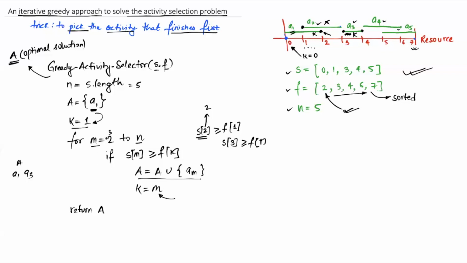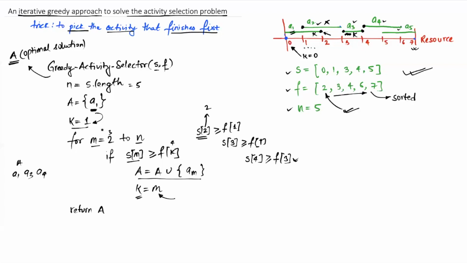Next, we increase M to 4. So we check, is the start time of activity number 4 more than or equal to the finish time of activity K? Now K is already 3, so we are checking, is the start time of activity number 4 greater than or equal to the finish time of activity number 3? This is true. So this means we add A4 to the solution. So A4 becomes a part of the optimal solution. And then we set K equals 4.